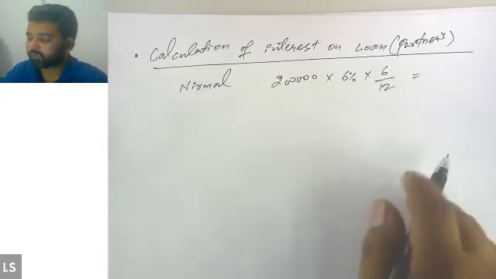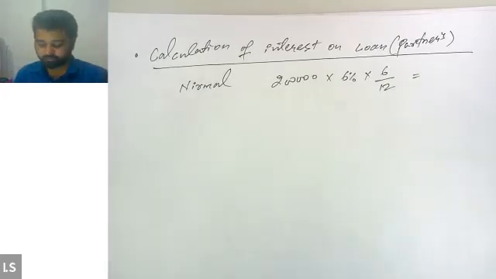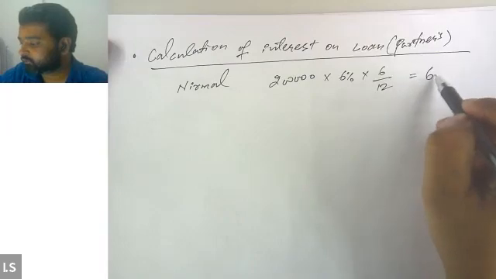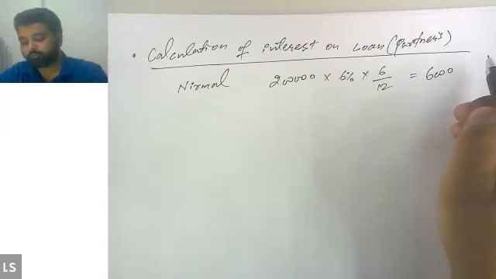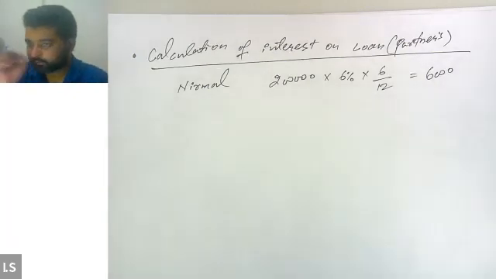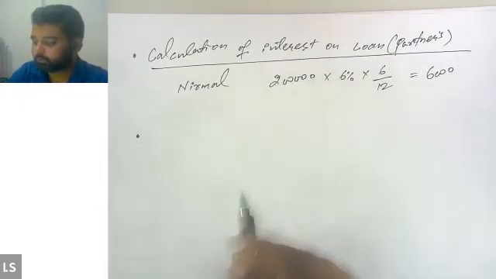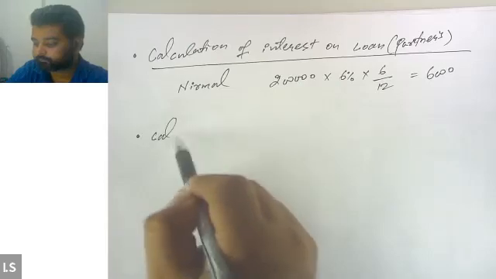Calculate interest on 2 lakh. We will be calculating interest at 6%. So it will be 12,000, and 12,000 divided by 12 into 6, so it will be 6,000. So the interest on Nirmal's loan will be 6,000. Is that clear, all of you? Interest on Nirmal's loan will be 6,000. Yes, sir. Okay.